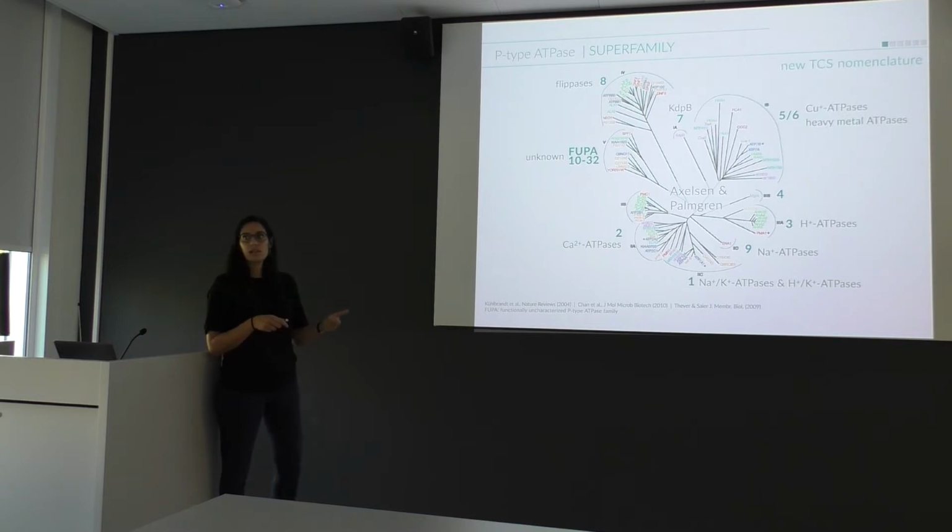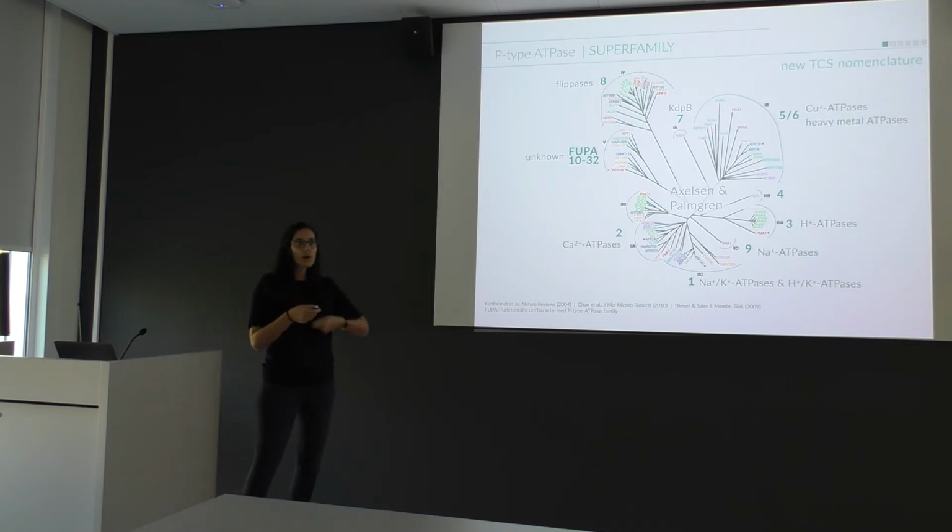They hydrolyze ATP to pump an ion against its chemical gradient. But it turns out the family is actually much more complicated, because we also have flippases, ones that transport lipids, and there's quite a lot unknown.